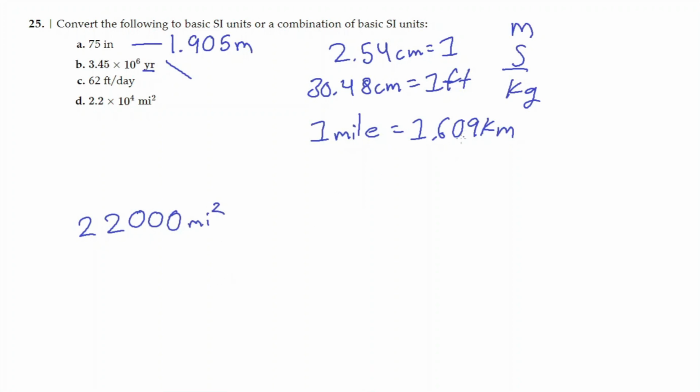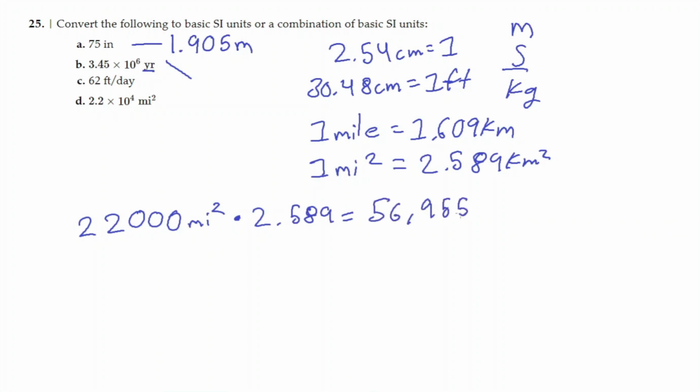So we know 1 mile is equal to 1.609 kilometers, which means now in order to convert miles squared into kilometers squared, we would have to square them, in which 1 mile squared is going to equal 1.609 times 1.609, and that is 2.589 kilometers squared. So now to convert this miles into kilometers, we have to multiply it by 2.589. And if we do that, we would get 56,955.4, and that would be in kilometers squared.